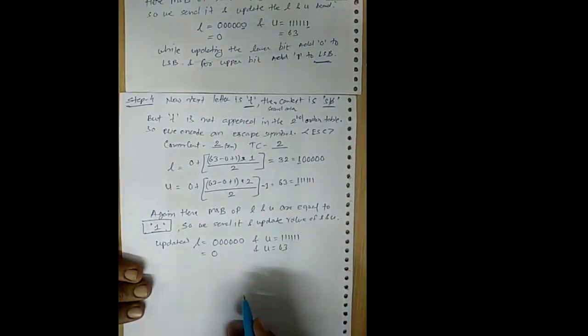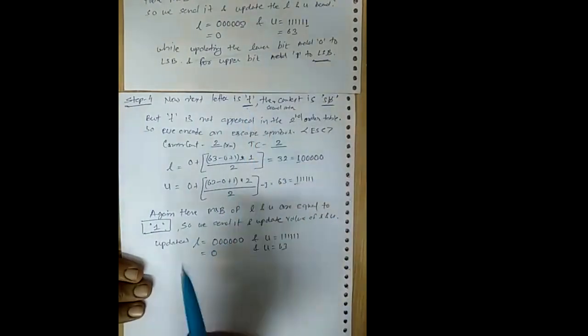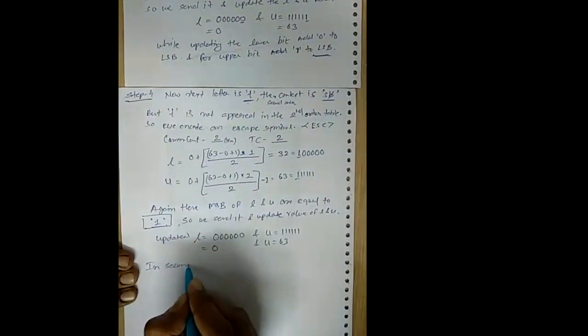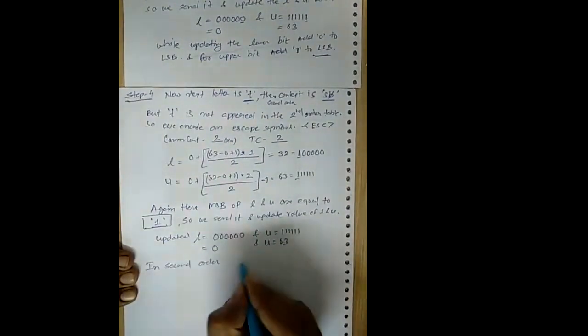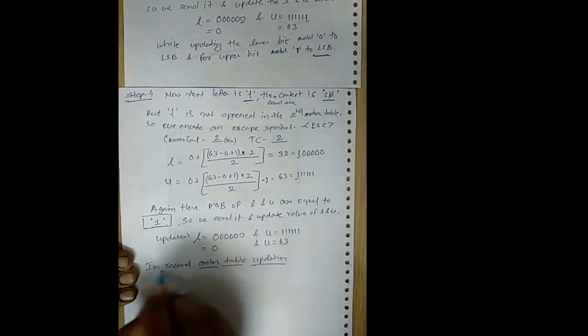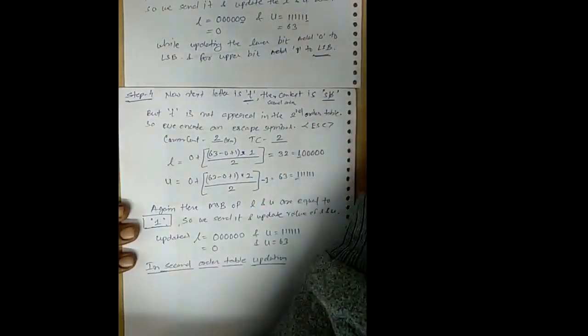Okay, now I need to update the table as well because नया symbol यहाँ पे encounter हुआ है T, जिसको मुझे symbol table के अंदर update करना पड़ेगा. So in the second order table, updation has to take place. How? Okay, how? So I can just show you over here.